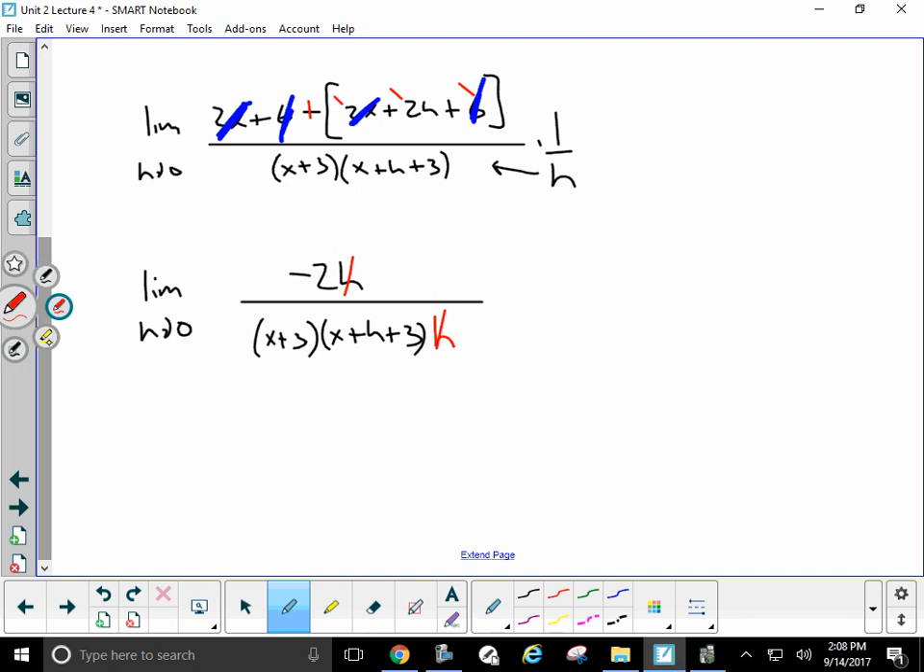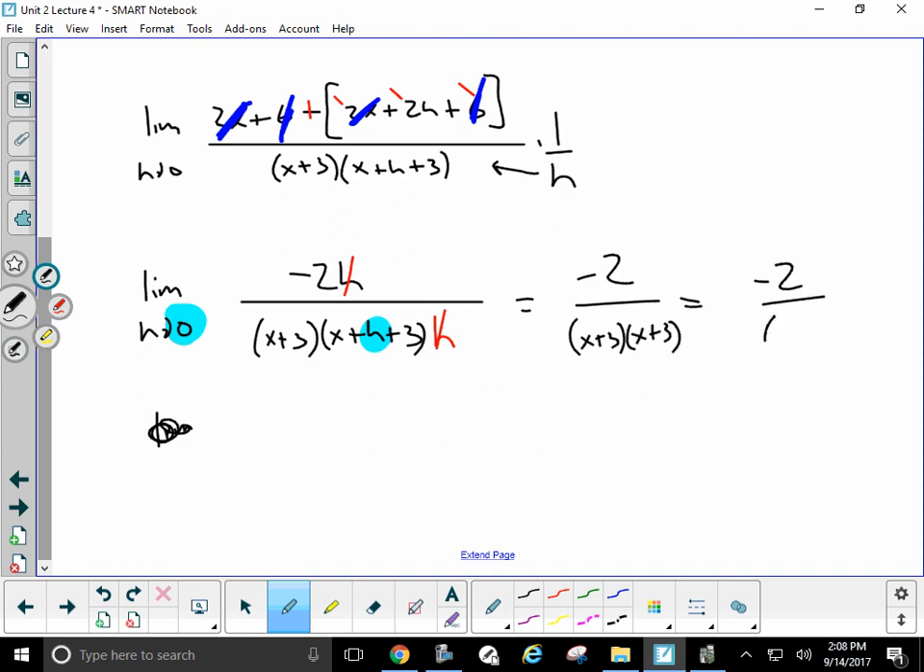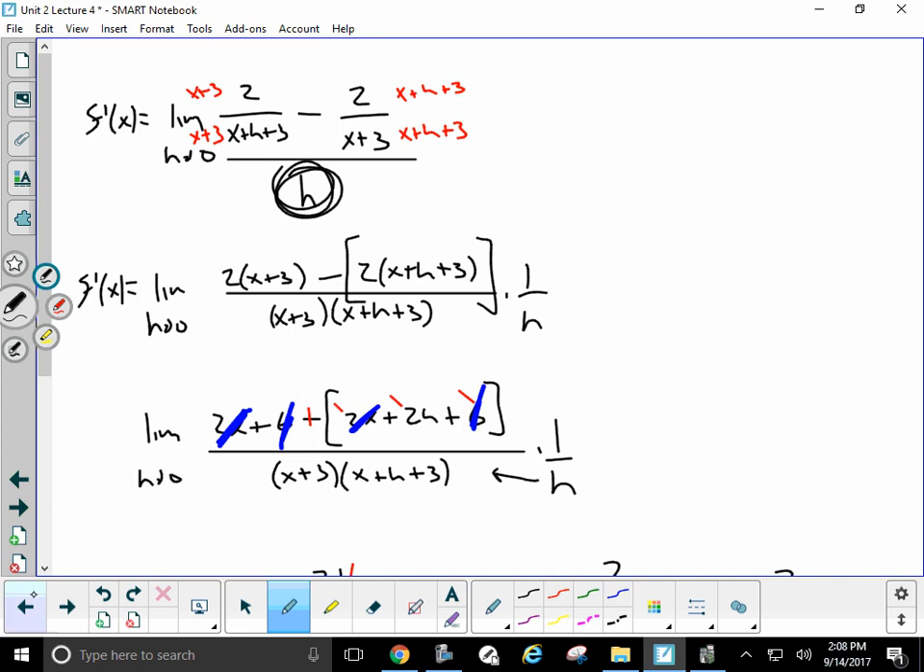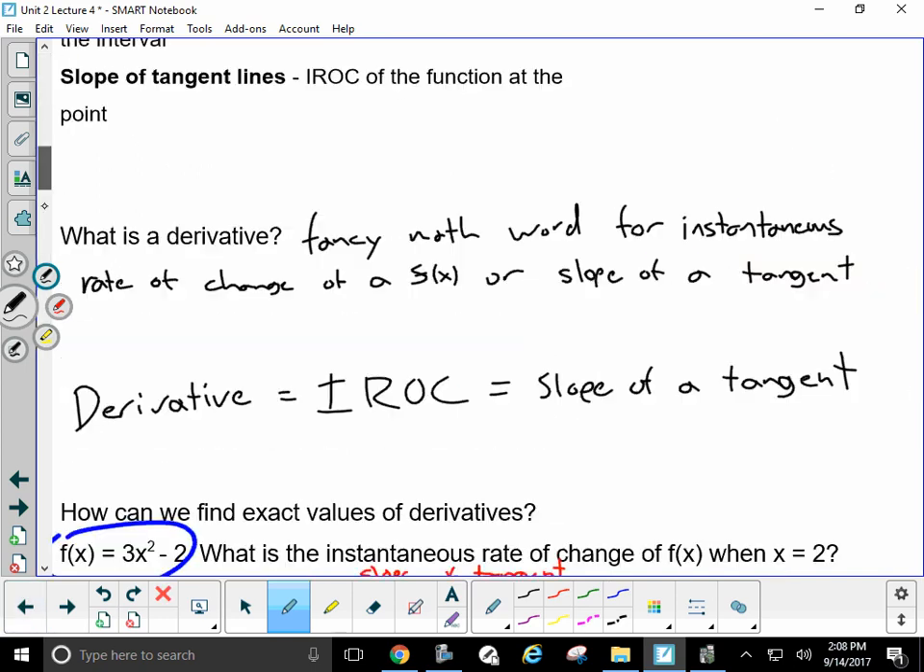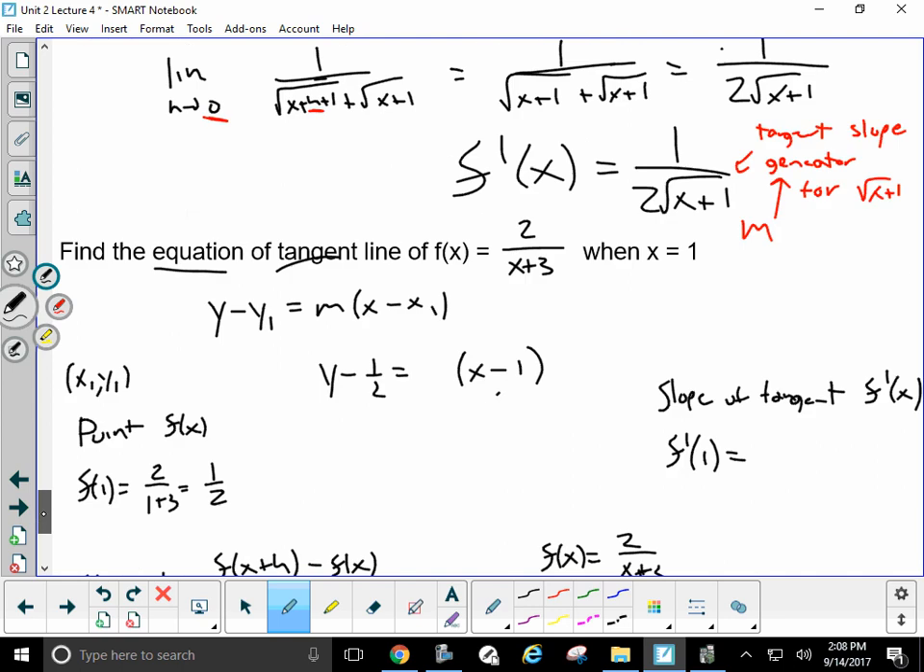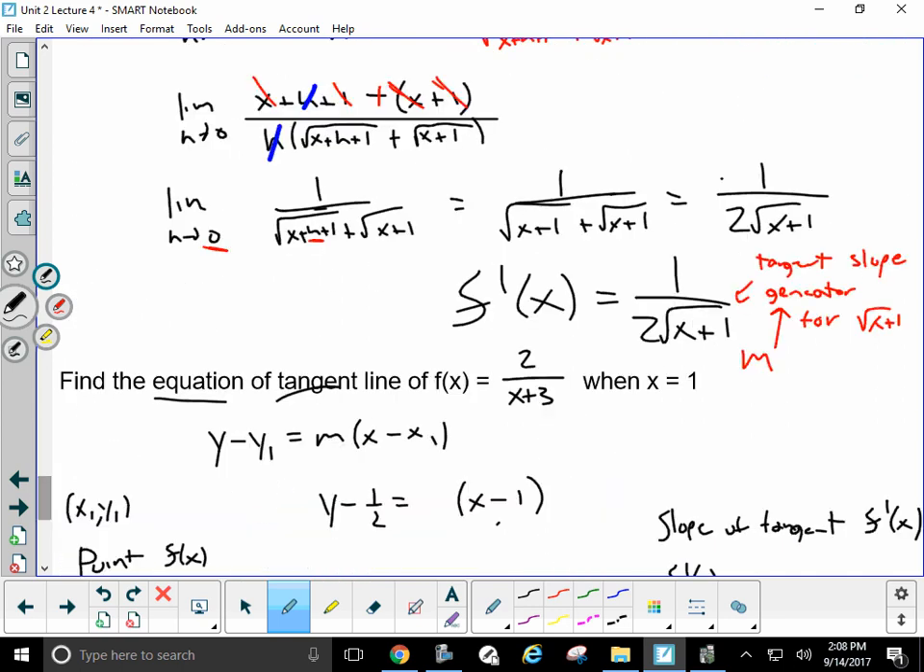The last step is to plug in 0 for h. And when I do that, I get negative 2 over x plus 3 times x plus 3, which is the same as negative 2 over x plus 3 squared. Okay? That is f prime. That is my tangent slope generating function for 2 over x plus 3.